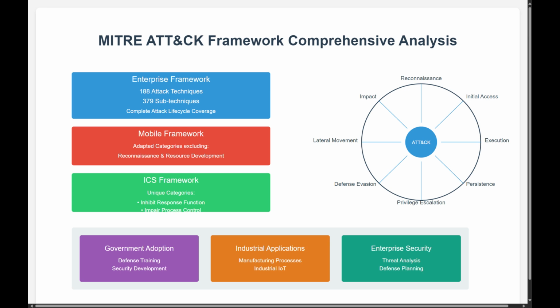In terms of industrial control systems, ICS, the framework addresses specialized environments beyond traditional office settings, including manufacturing processes and industrial Internet of Things (IoT) implementations. While this framework shares many categories with the enterprise version, such as initial access, execution, persistence, escalation, evasion, discovery, lateral movement, and command and control, it introduces two distinct categories specific to industrial environments: inhibit response function and impair process control.